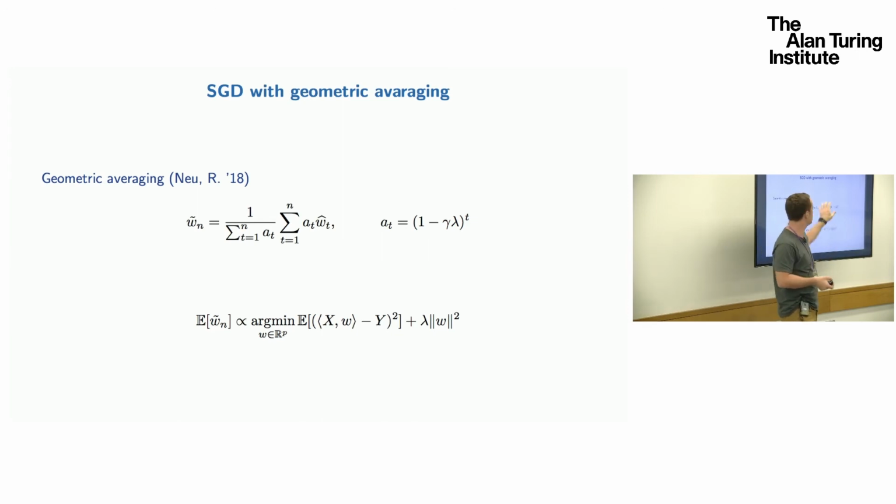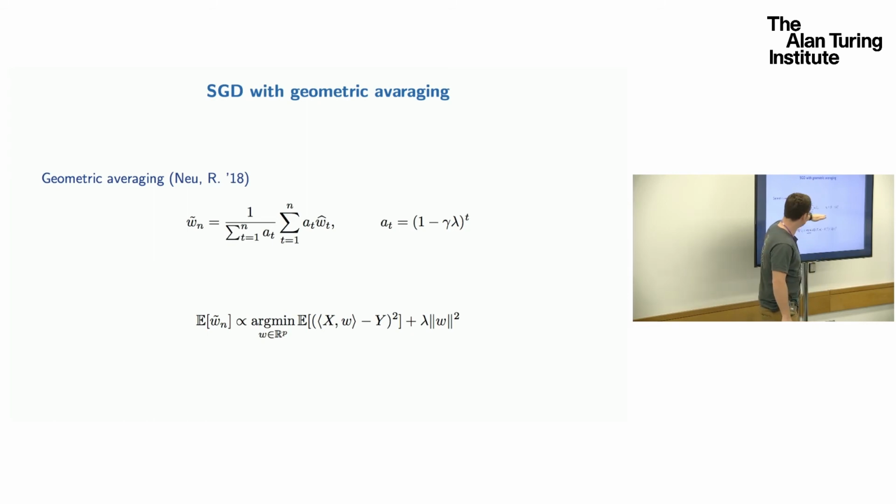We call it geometric averaging because, from the equation, the idea is the following: you take weights for your iterates, and the weights are going to be big at the beginning, and then become smaller and smaller and smaller, okay? And they do that at a geometric rate. There is a parameter lambda that governs the geometric decay, and then you just normalize the weights and do your averaging.